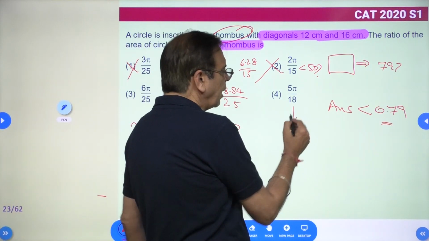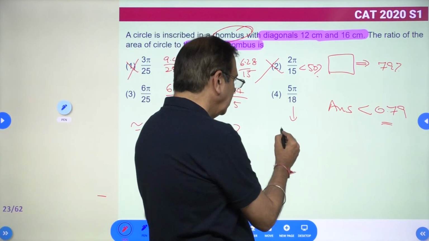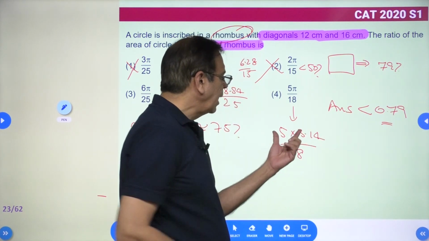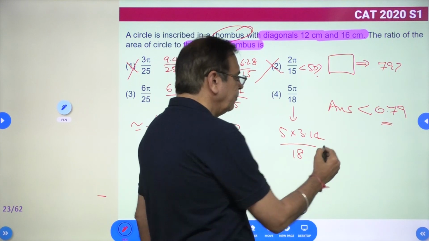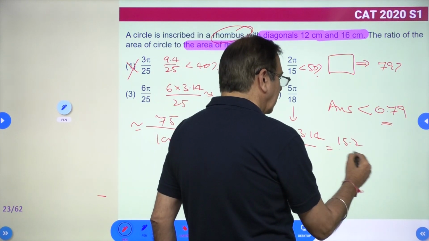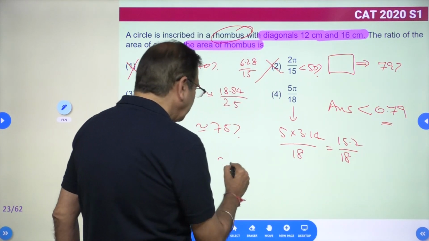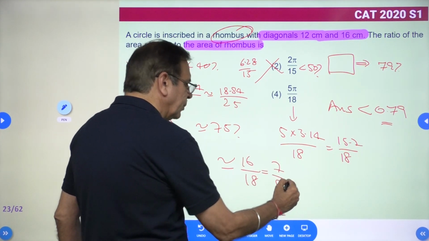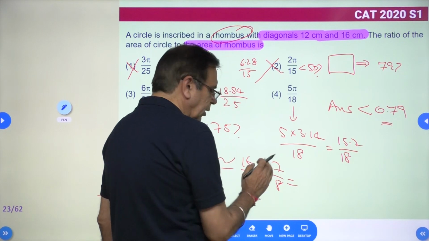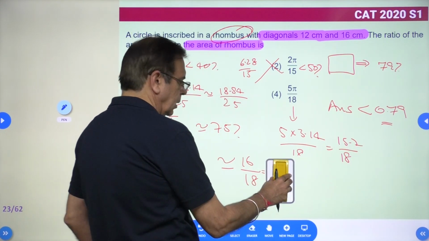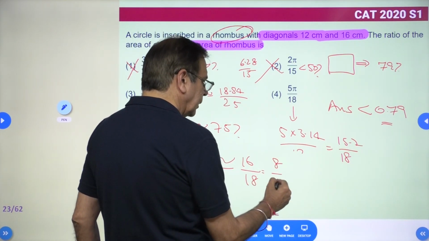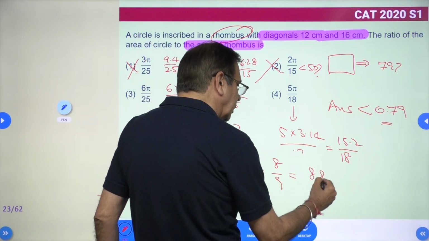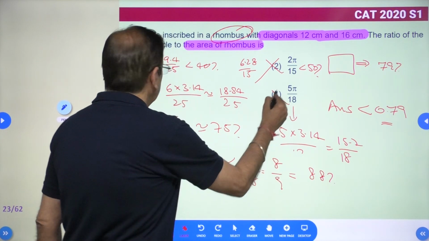Choice 4, 5 pi by 18. What is 5 pi? 5 into 3.14 upon 18. 5 3s are 15, 14 5s are 70. So 15.7 upon 18. This is approximately 16 by 18. How much is 16 by 18? Sorry, 8 by 9. 1 by 9 is 11.11%. So this is about 88%. Bhaiya galat hai ye bhi. Correct answer.